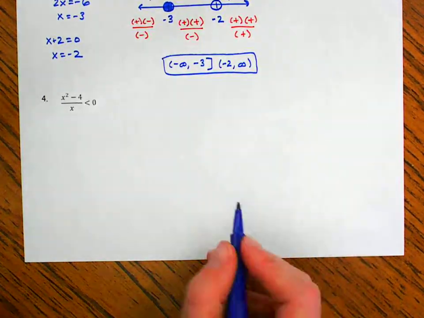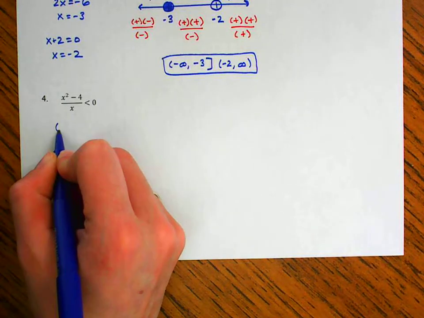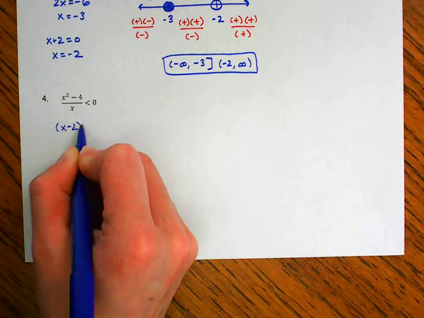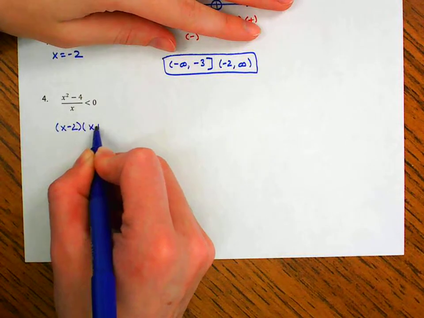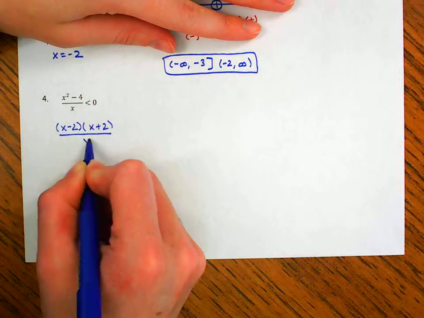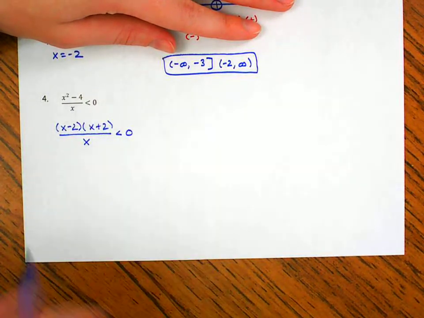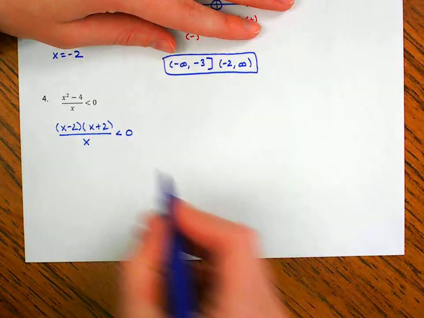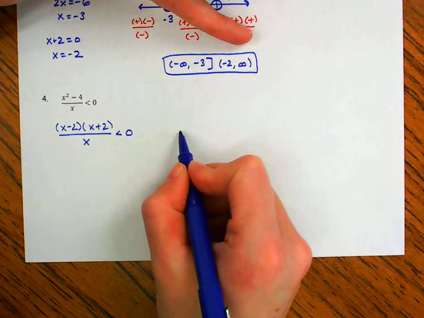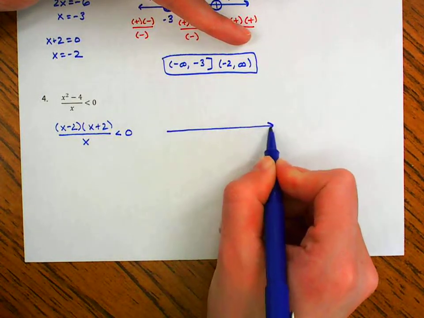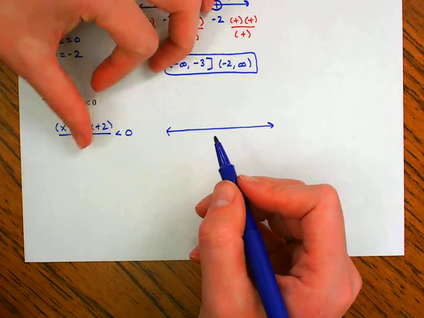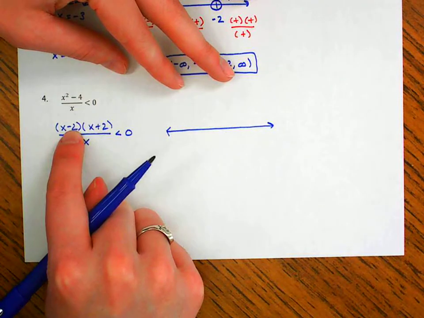Okay, number 4. Let's start by factoring this. Notice in my numerator, I'm going to have an x minus 2 and an x plus 2, over x is less than 0. Okay, I'm just going to jump straight to the number line this time. So I think I can see my zeros pretty easily. I'm going to have zeros of 0, 2, and negative 2.